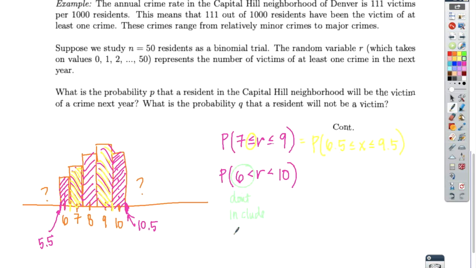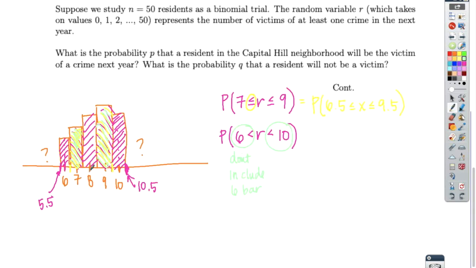Don't include that bar above 6. I don't want to include this bar. I want to start here. And I also don't want to include the 10 bar. I want it to go all the way up to it, but not actually equal the bar above 10. So I'm going to stop here. Starting here, stopping here. And this middle bar is included also. I just didn't write it.